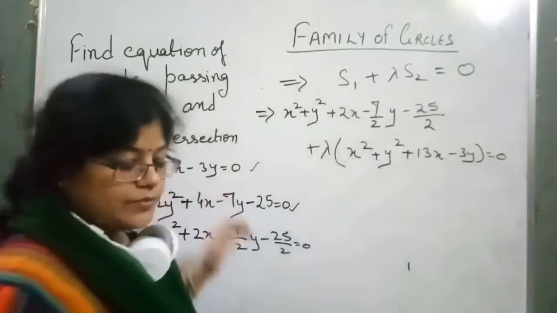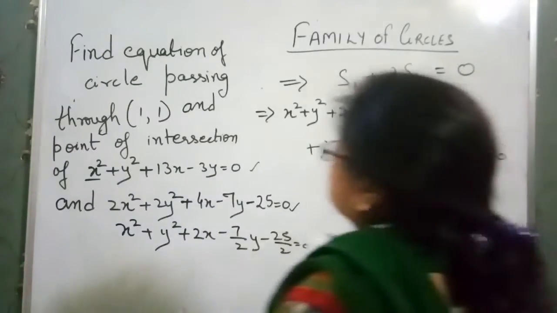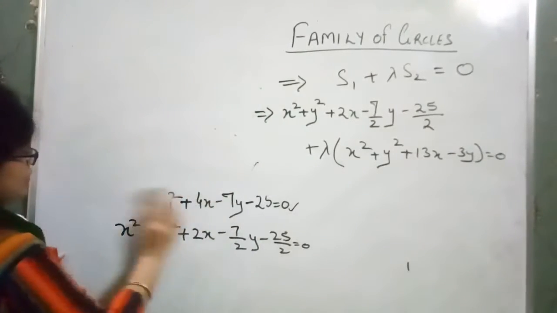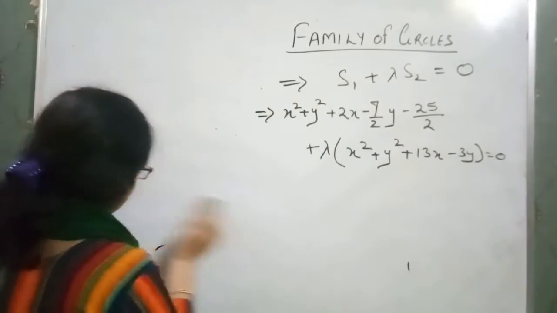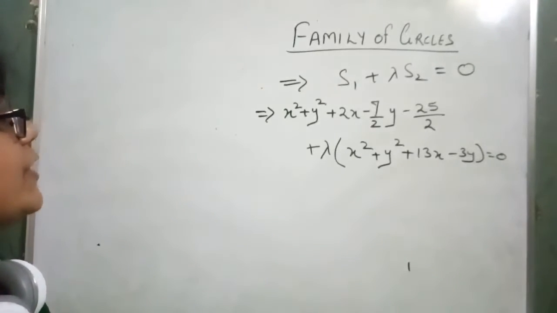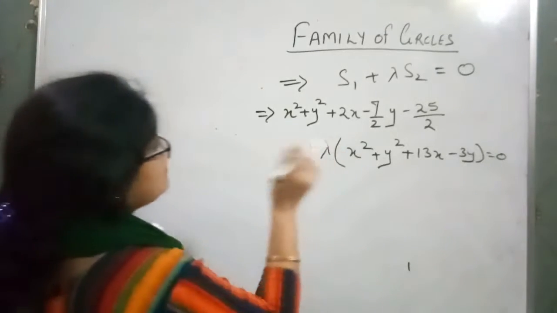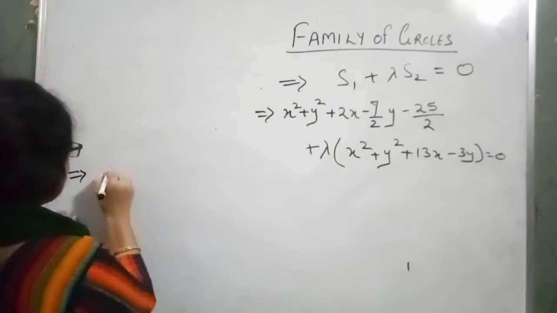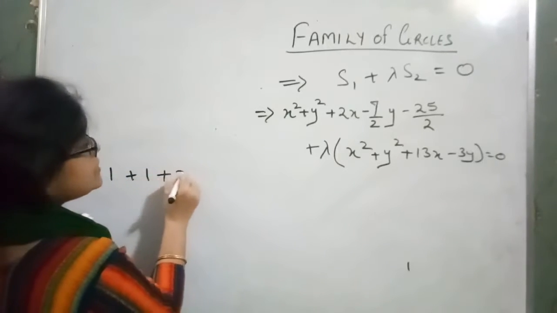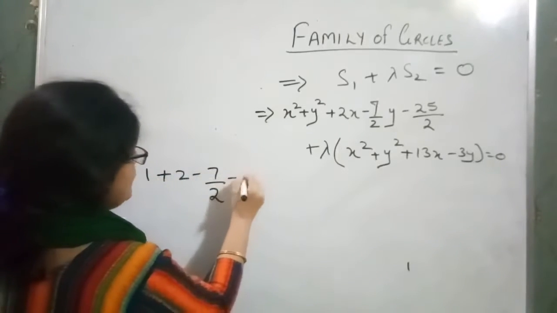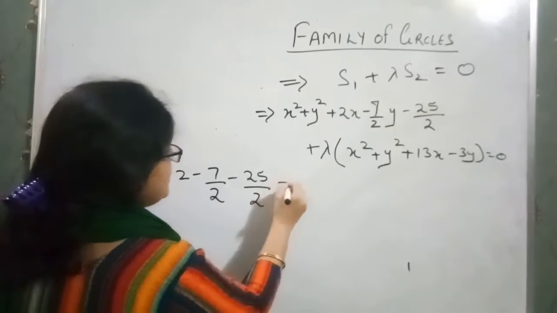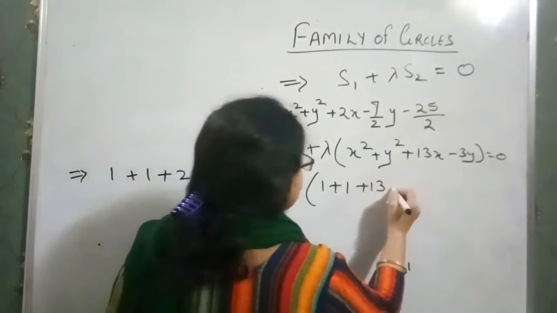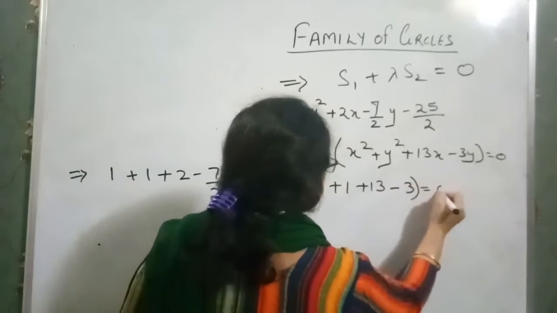Okay, I am rubbing this part of the blackboard. It passes through the point (1, 1). As it is given, the required circle passes through the point (1, 1). So I put 1 and 1 in place of x and y. So we have 1 plus 1 plus 2 minus 7 over 2 minus 25 over 2 plus lambda times (1 plus 1 plus 13 minus 3) is equal to 0.